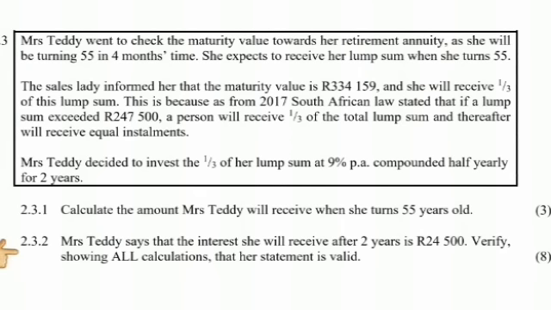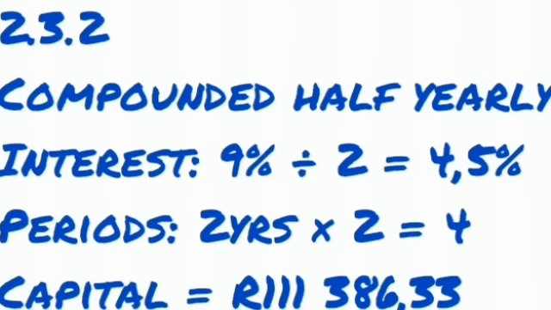In 2.3.2, it says Mrs. Teddy says that the interest she will receive after 2 years is 24,500. Verify, showing all calculations, that her statement is valid. Now we are talking about that last sentence, where Mrs. Teddy decided to invest 1/3 of the amount. So that amount she's going to receive, she's going to invest it at 9% per annum, compounded half yearly. So we are trying to see what at the end of the 2 years she will receive. What we know is that it is compounded half yearly. So the interest of 9%, since it's per annum, we're going to have to divide by 2, and it gives us 4.5.